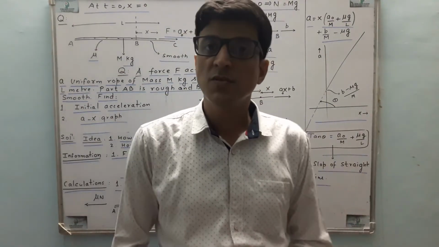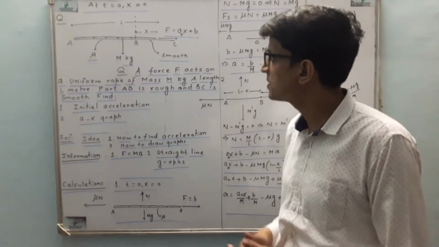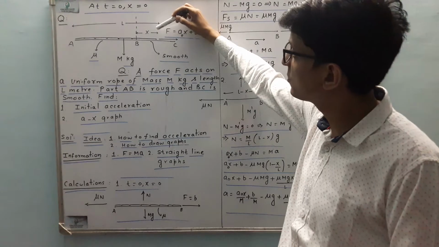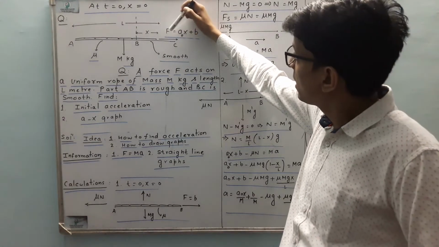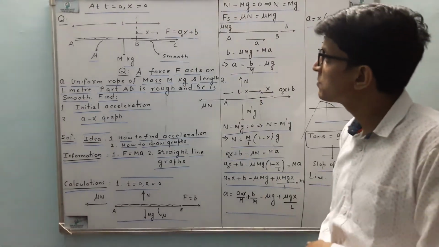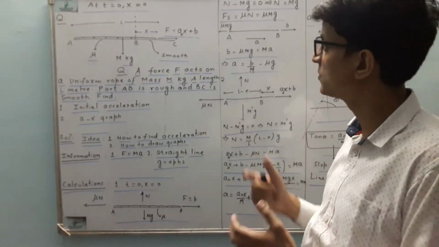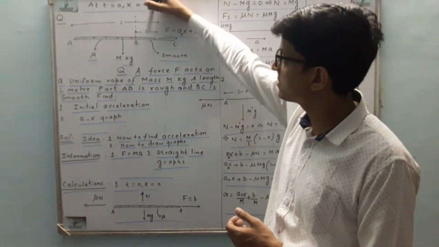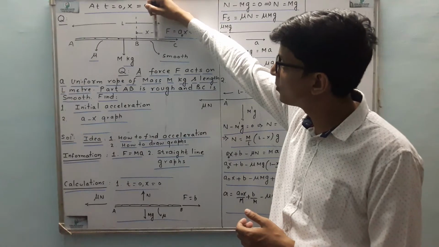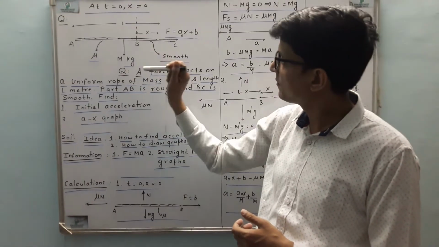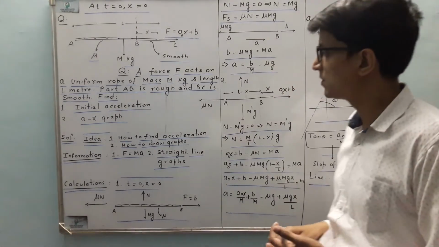Let's discuss a mechanics question today. The question says that there is a rope of mass capital M kg and a length of capital L, and a force F is equal to A naught x plus B on the rope, and we need to find the initial acceleration of the rope and the acceleration position graph of the rope, where x is the distance of the end of the rope from point B. Part AB is rough and BC is smooth.